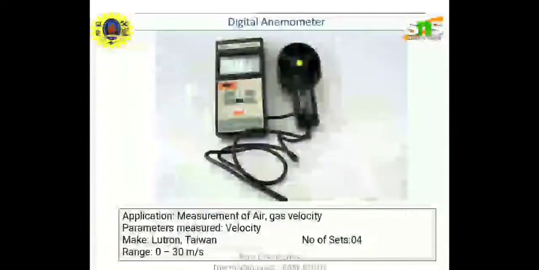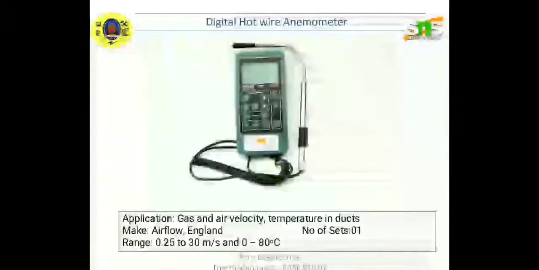It's the digital anemometer. It's made by Lutron, Taiwan. The range is 0 to 30 meter per second. Application is measurement of air and gas velocity. Next is the digital hot wire anemometer. Its application is that gas and air velocity will be measured. It is made in England, and the range is 0.25 to 30 meter per second.